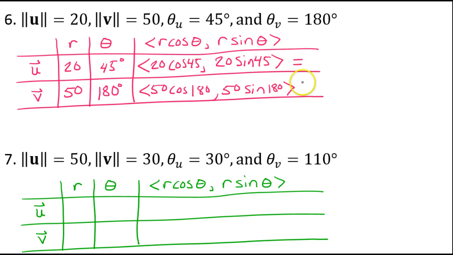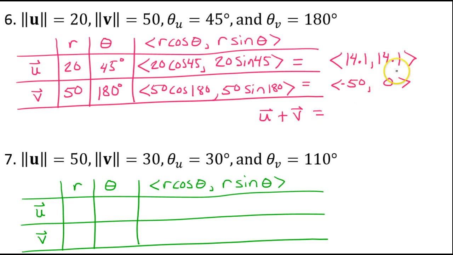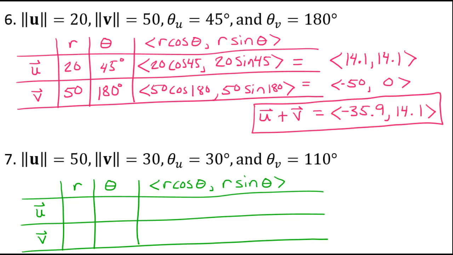Okay, so let's figure out what this is. Cosine of 45, you know what? Maybe we should just do decimals at this point. So I went ahead and calculated all four quantities in my calculator, and this is what I got. If I want to find the sum of vector u plus vector v in component form, I should be able to just add the corresponding coordinates. So you get negative 35.9, comma 14.1.